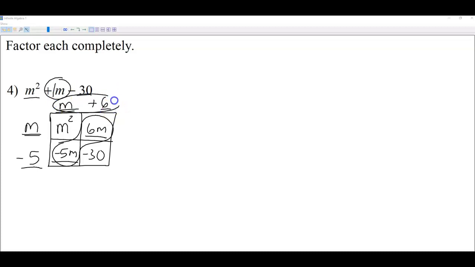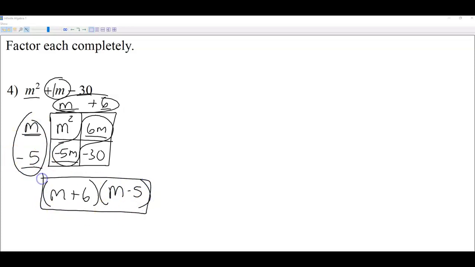And my answer is this guy and this guy. And remember, if you don't get it on your first guess, all you have to do is maybe try swapping the numbers around or trying some different numbers. But that's basically the strategy.